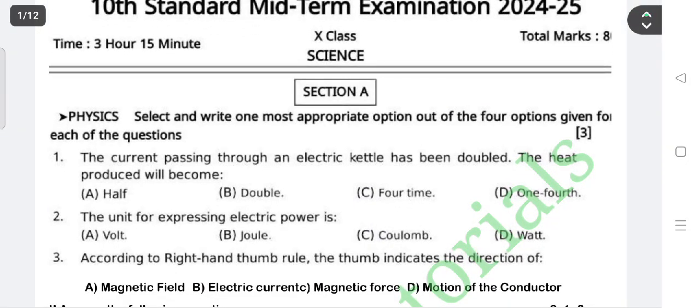This is the Class 10 midterm, that is, essay 1 question paper, Science, Karnataka Board, 2024-2025 batch. So this is the science paper.